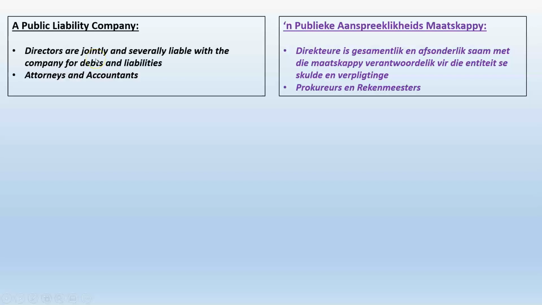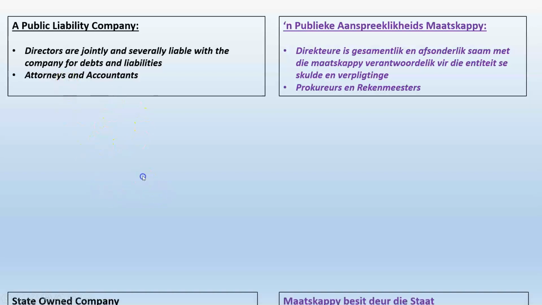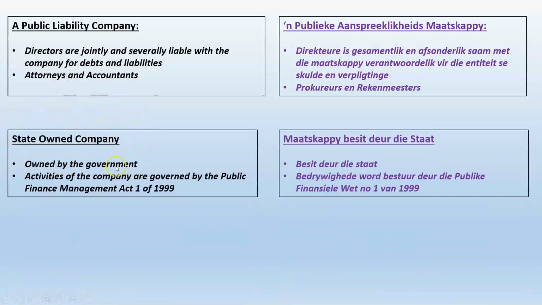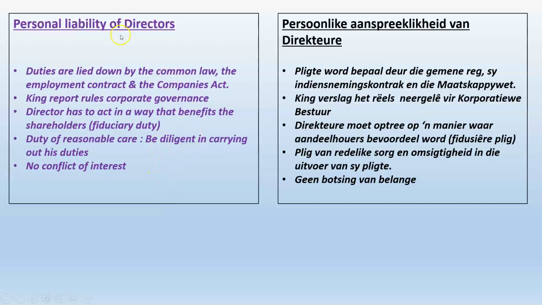A public liability company, we say here the directors are jointly and severally liable with the company for the debts and liabilities, and kind of professions that like to be organized in a public liability company are things like attorneys and accountants. And state-owned companies, well, the lesser we say about them, the better for our own health.